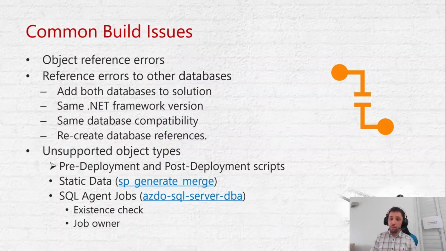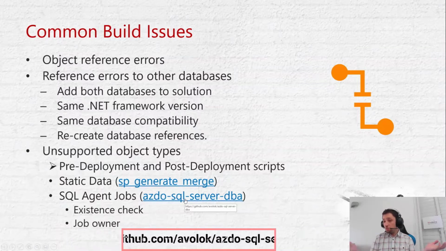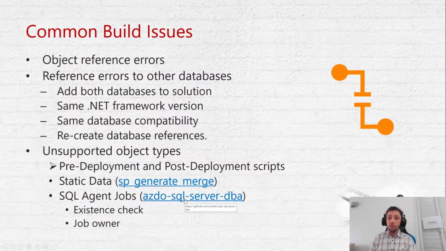Okay, there's also a link here to, let's see if I can show you the tooltip. Yeah, right. There's a GitHub repository at Avolok called AZDO SQL Server DBA. It's a set of tables and stored procedures and functionalities that allow you to source control SQL Agent jobs. You could also use the native creation scripts that you could generate using SSMS for SQL Server Agent jobs and envelop those in an existence check.